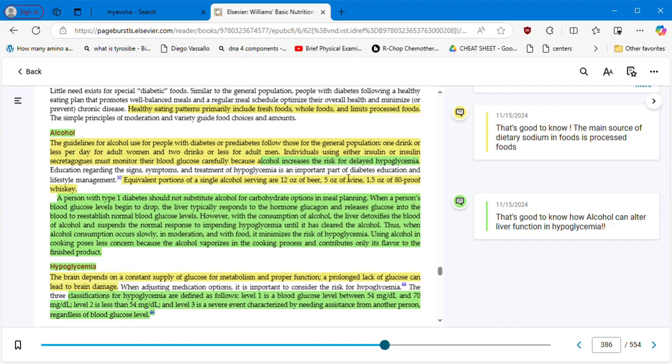So the liver is not going to release the glucose in case of hypoglycemia. Using alcohol in cooking poses less concern because the alcohol vaporizes in the cooking process and contributes only its flavor to the finished product. Yes, so it's safer to use alcohol for cooking, for a wine reduction or on a steak or something like that. Okay, so in summary, that's good to know. Alcohol can alter liver function in hypoglycemia. Wow, this is dangerous.